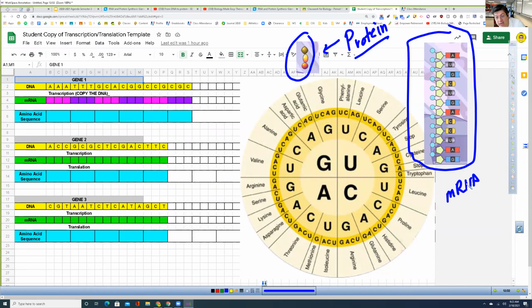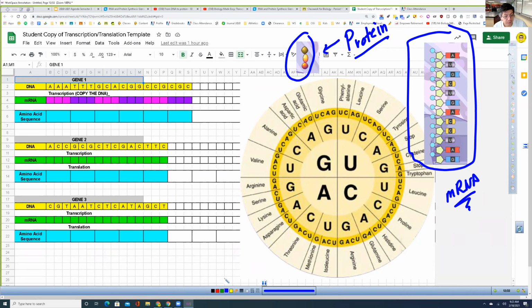So here it is. And give me a thumbs up if you remember how we made it. Remember we had to open the DNA, copy it. Good. So now knowing these two things, I'm going to teach you how to do these problems.